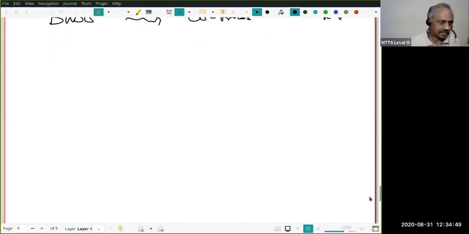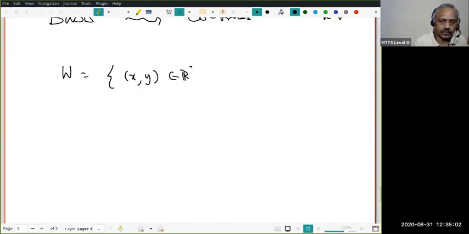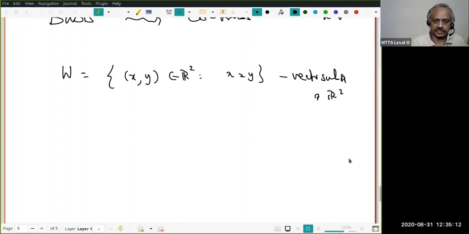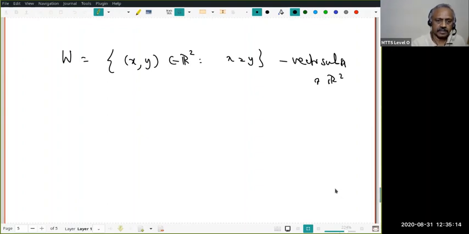You will look at it in a very simple way. Let us look at this. Let W be the set of vectors of the form (x, y) in R2 so that x equal to y. You know this is a vector subspace of R2. This is very easy to check. It's a vector subspace, right? The picture will be something like this.